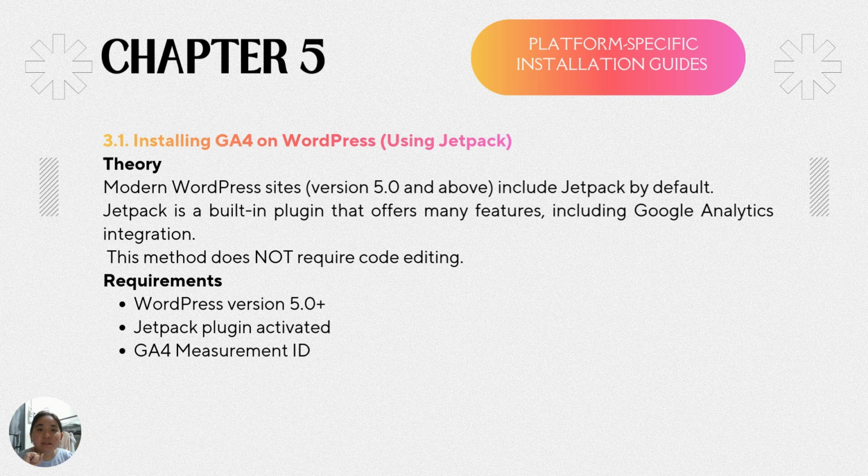Next, about the platform-specific installation guides. First is installing GA4 on WordPress using Jetpack. So about the theory, modern WordPress sites, version 5.0 and above, include Jetpack by default. Jetpack is a built-in plugin that offers many features, including Google Analytics integration, and this method doesn't require code editing. The requirements are WordPress version 5.0 or above, the Jetpack plugin activated, and a GA4 measurement ID.